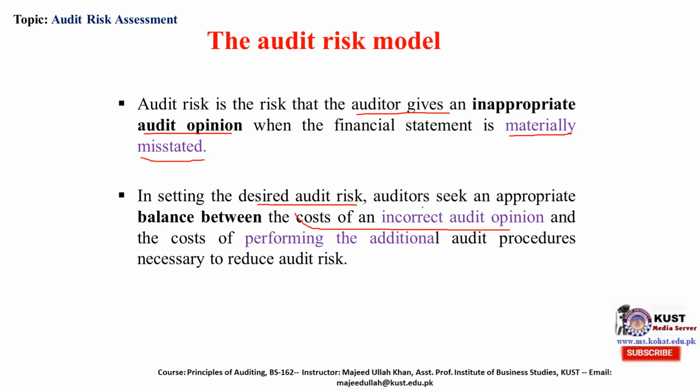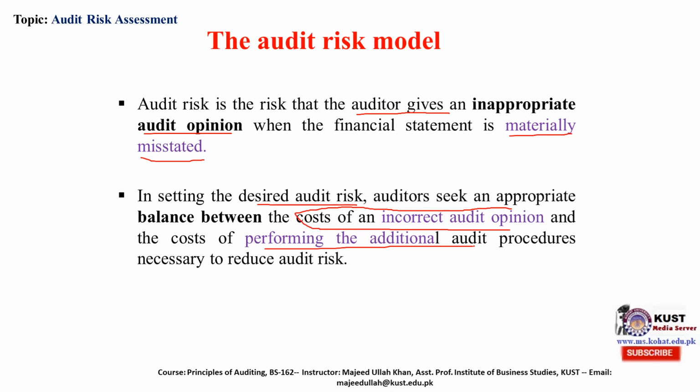It questions the professional competence of the auditor and the cost of performing additional procedures. So he should make a balance between the two. If he is in a position to afford the cost of giving an incorrect audit opinion, and then the cost of applying additional procedures, he should go ahead and give the incorrect audit opinion.